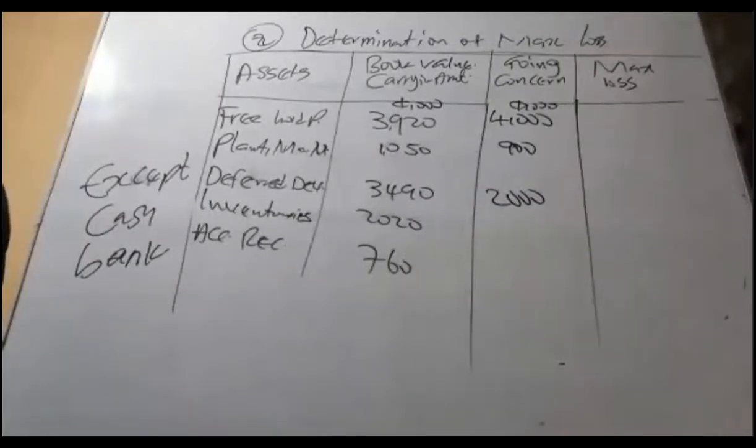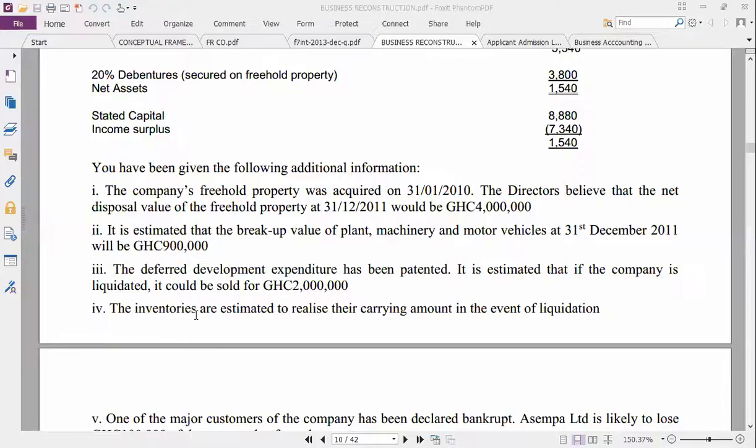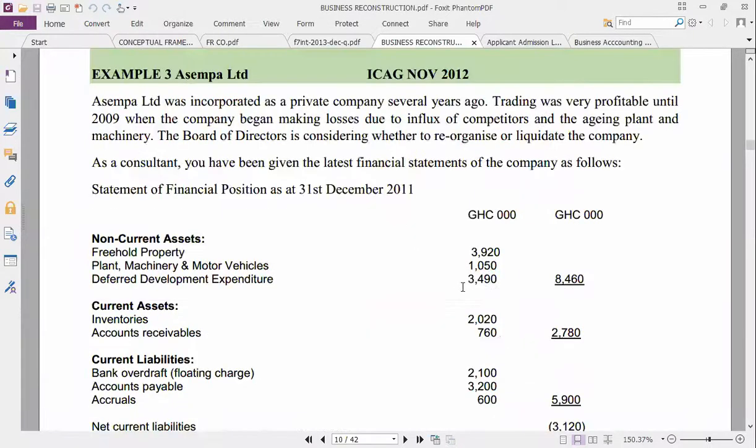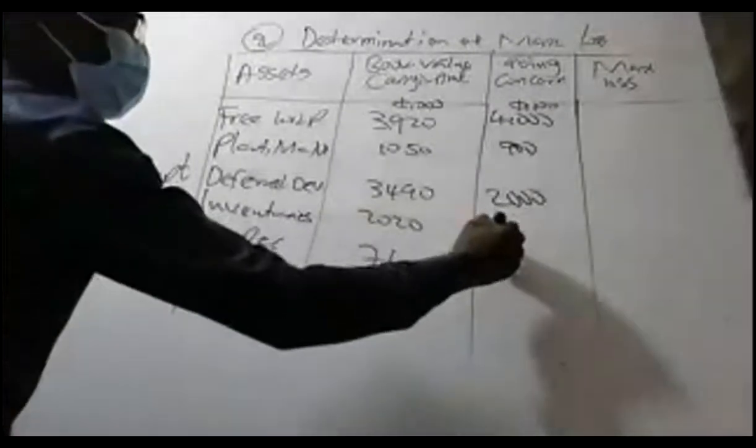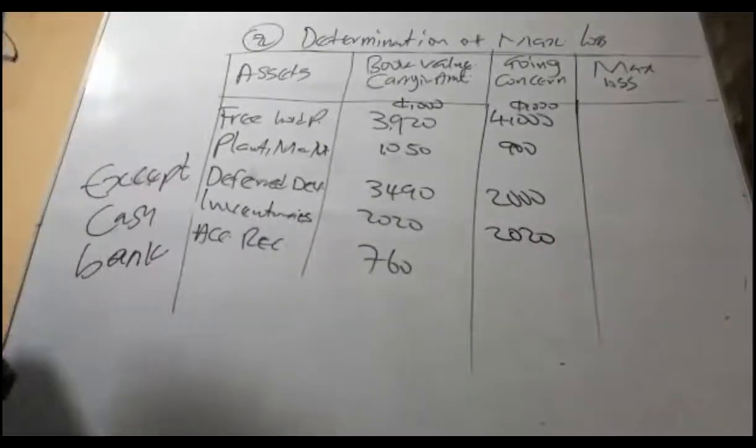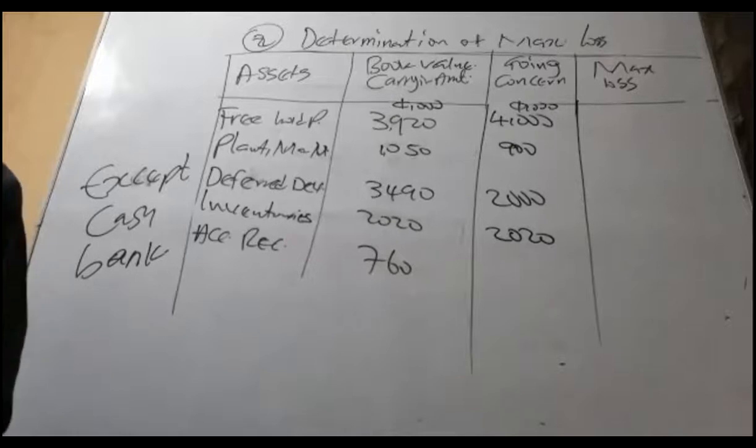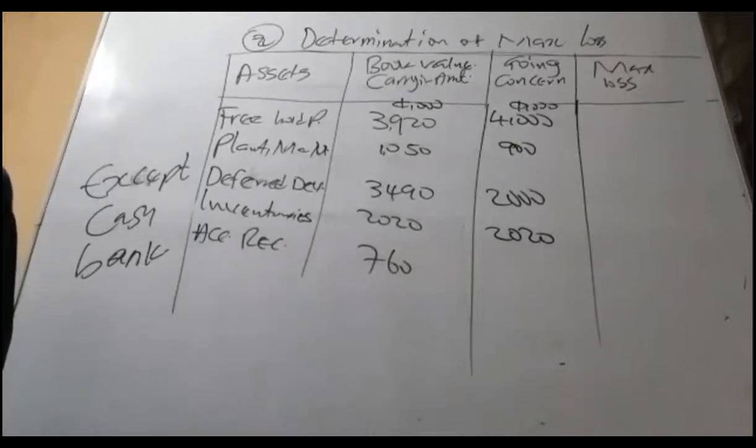Inventory. It said that the inventories are estimated to realize their carrying amount in the event of liquidation. So they're expected to realize their carrying value. So the carrying value is the one in the statement of the financial position, which is the 2020. Good. And then this value, so 2020. Then receivable. Let's go to the receivable.